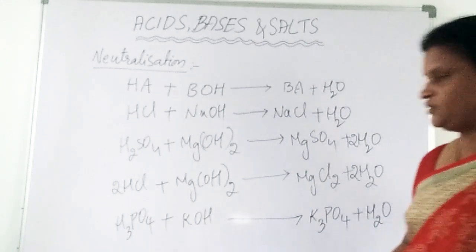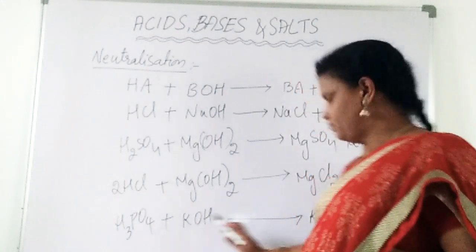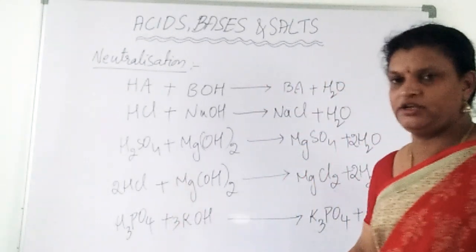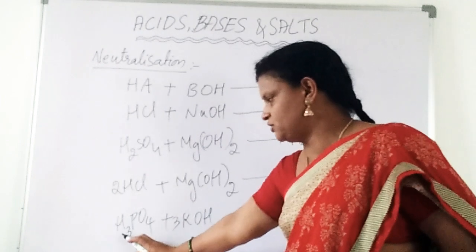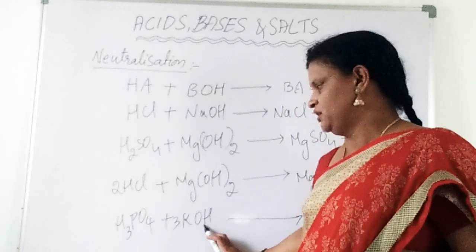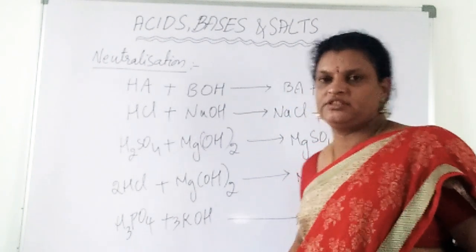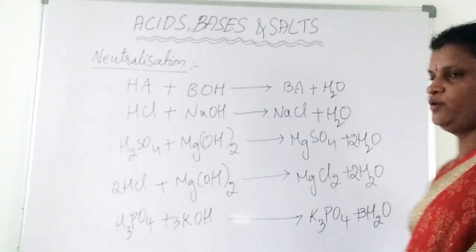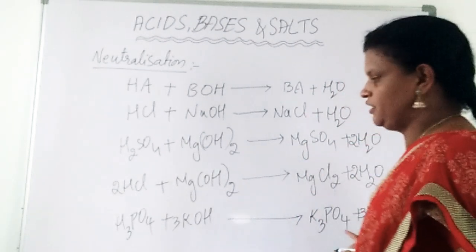Now you see, potassium here is only 1, but here 3 are there. So better to write 3 before this KOH. Then once you check hydrogens, how many are there? 3 plus 3, total number of hydrogens is 6. But here only 2. What will we do here? 3 we will write before H2O. Now everything will be balanced.